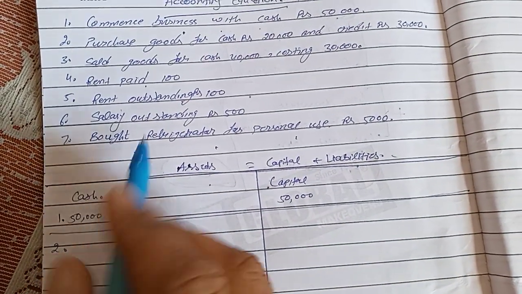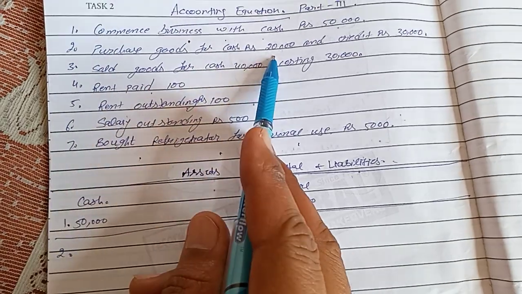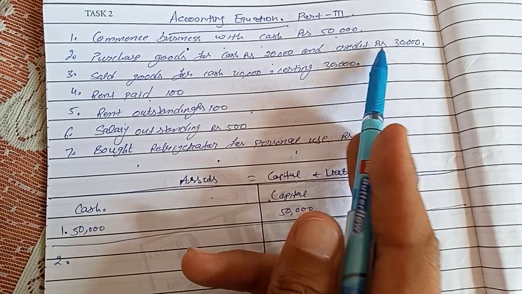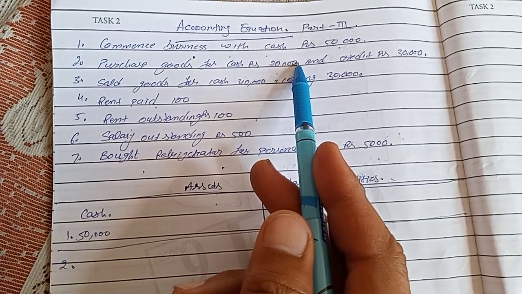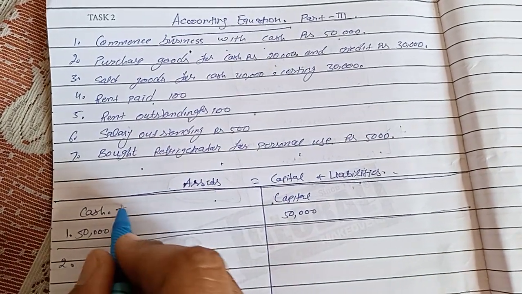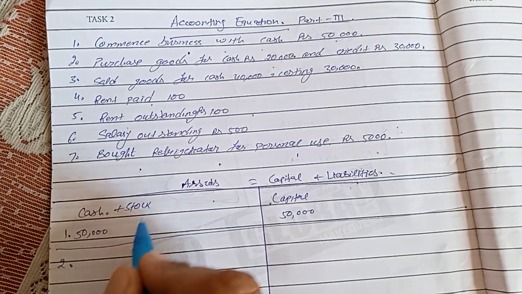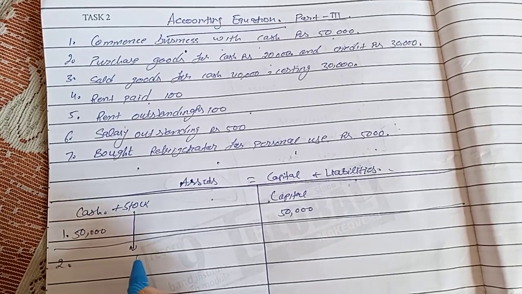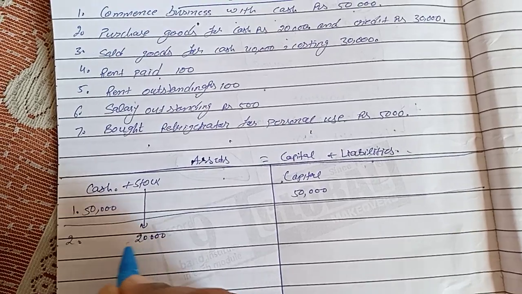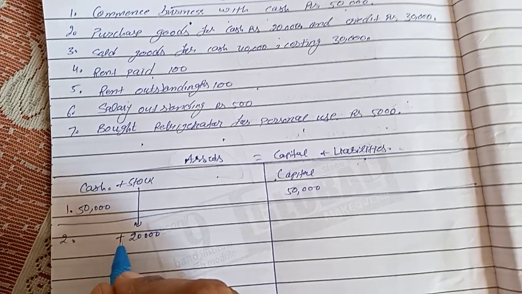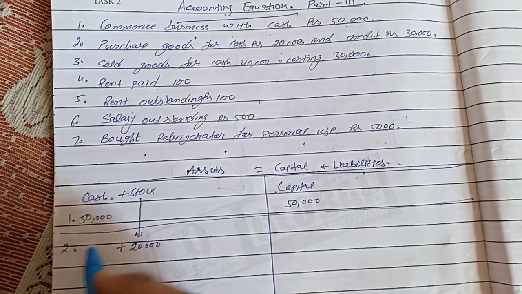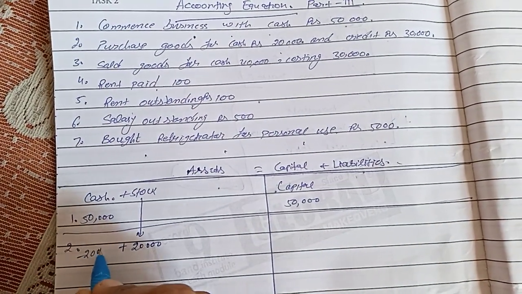Come to the second one, purchase goods for cash 20,000 and on credit 30,000. These are two equations, so first of all we will solve this. Purchase goods for cash 20,000. In the case of goods, the word we use is stock. So we will add back the 20,000 in the stock. We purchased this on cash, so we will deduct this figure from the cash.